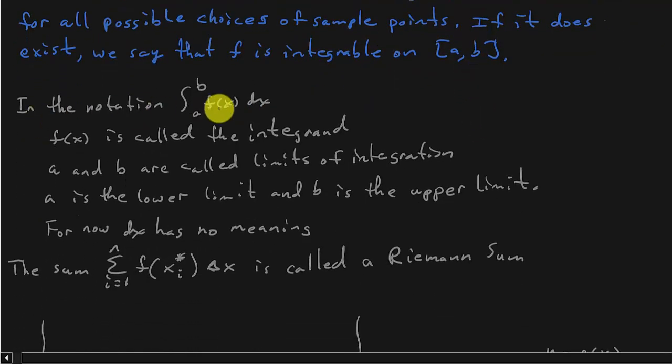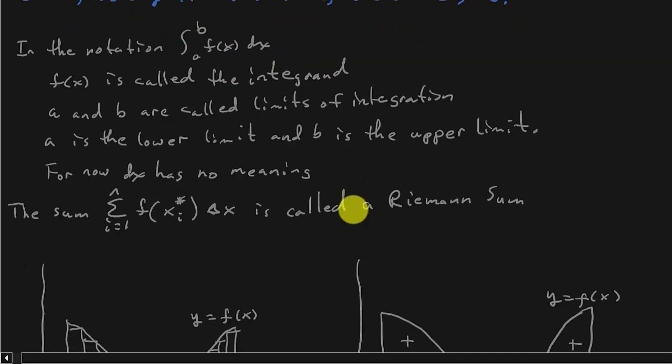So in the notation, the integral a to b of f of x dx, f of x is called the integrand. A and b are called limits of integration. A is your lower limit and b is your upper limit. And for right now, dx has no meaning. In other words, this integral could be in terms of t. It could be f of t dt, f of r dr, and so on. And this sum here is called a Riemann sum.